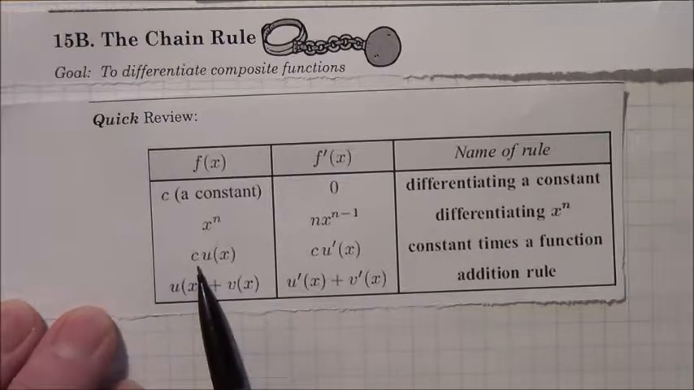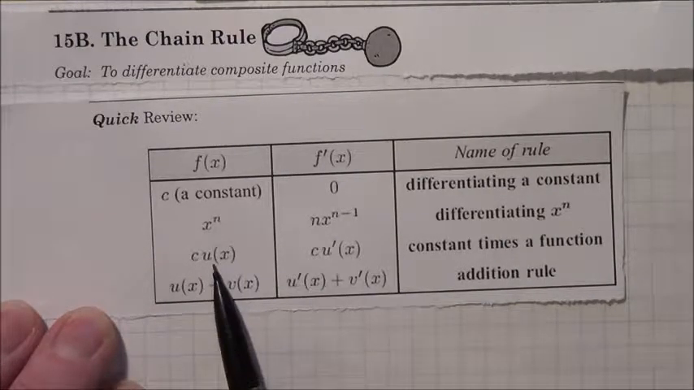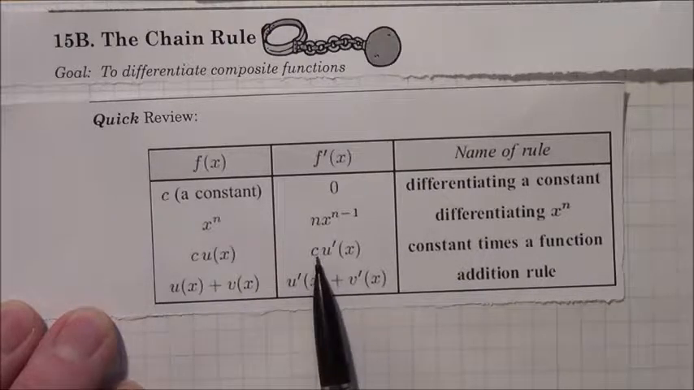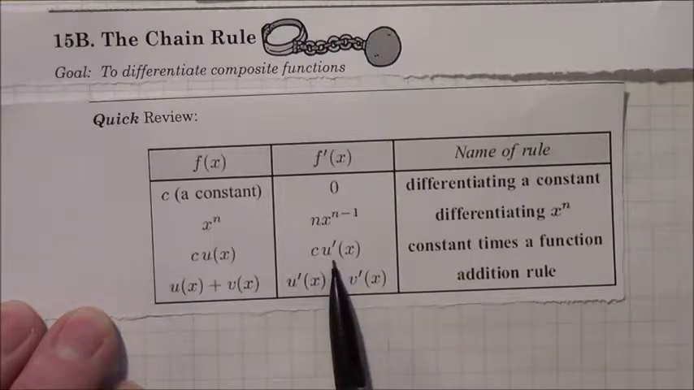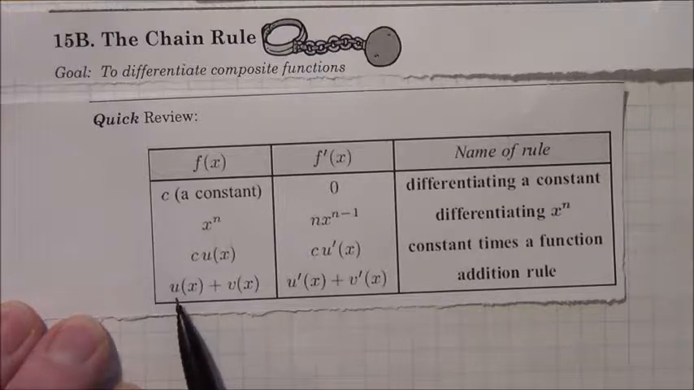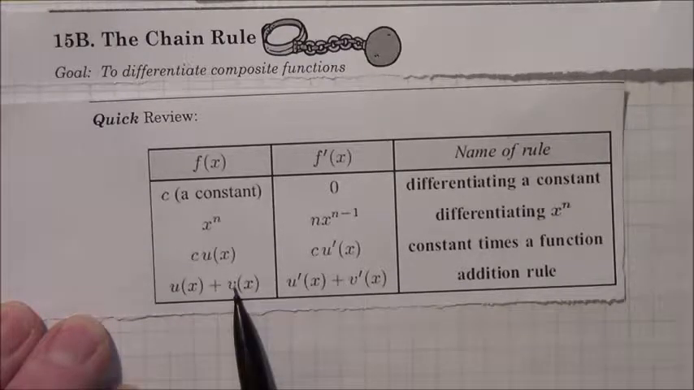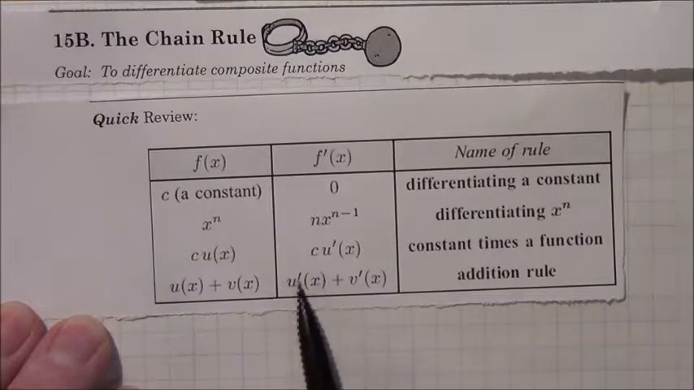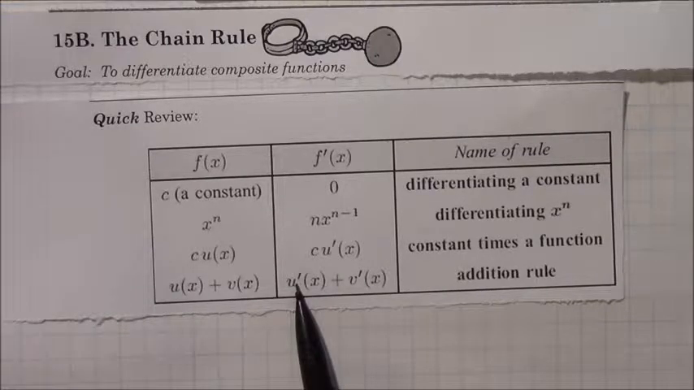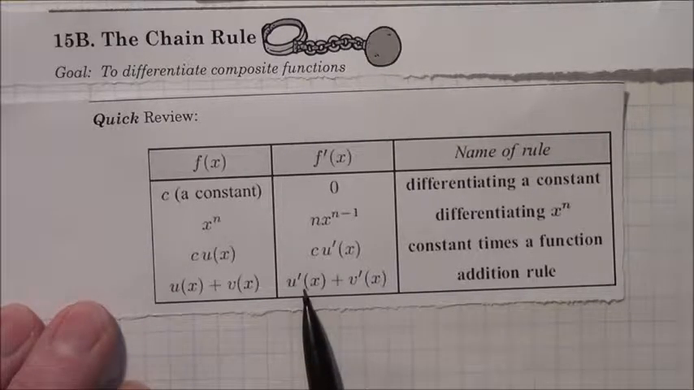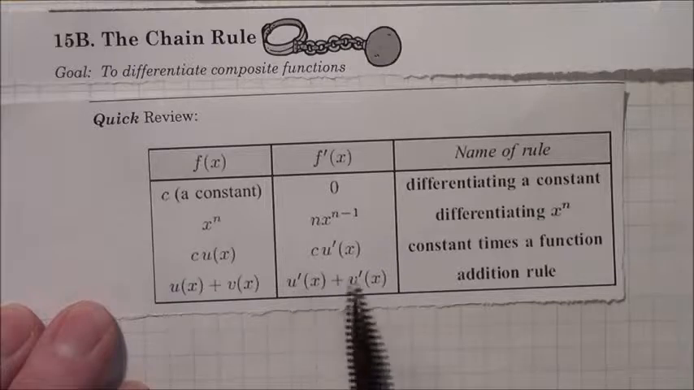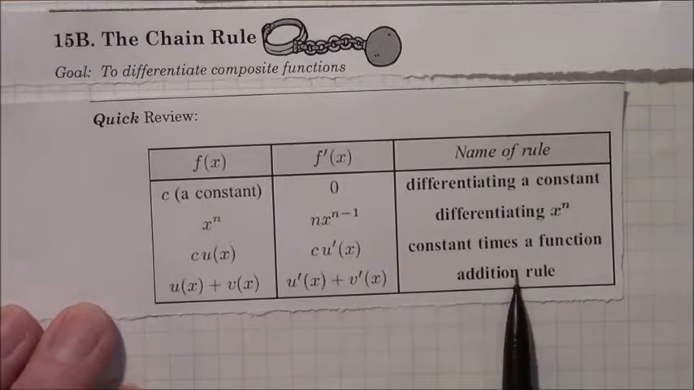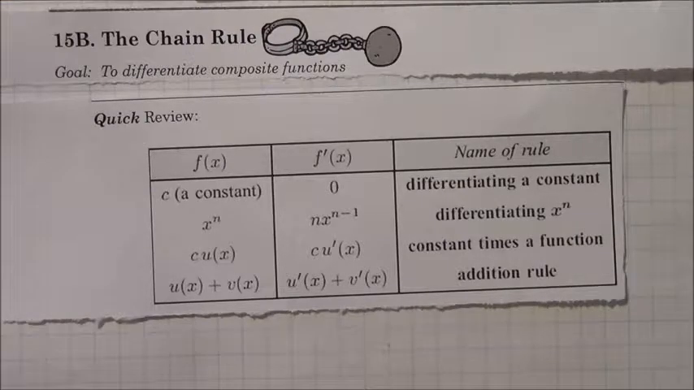If there's a constant multiplied by the function, then the derivative is going to be the constant multiplied by the derivative. And if there are two functions that are added or subtracted together, then the derivative, or the gradient function, will be the sum or difference of the derivatives of each one of those functions. So that would be the addition rule or subtraction rule, I guess. So that's what we've done over the past little while.